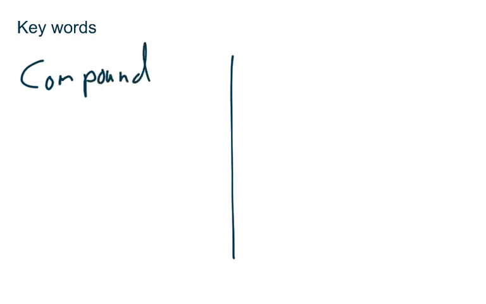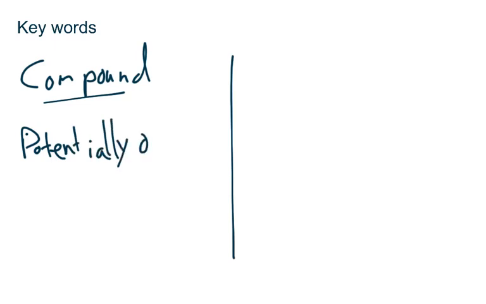So first of all, let's talk about some keywords and let's draw a line in the sand. Our first keyword is going to be compound. And what this refers to is multiple events that potentially overlap. So compound refers to potentially overlapping events. I'll give you an example in a second.